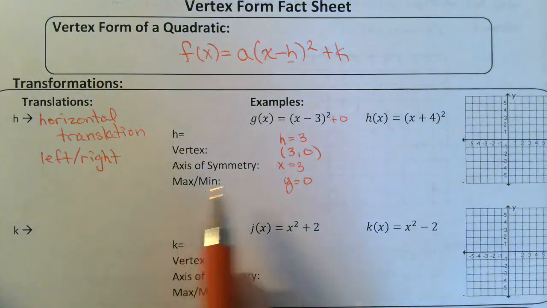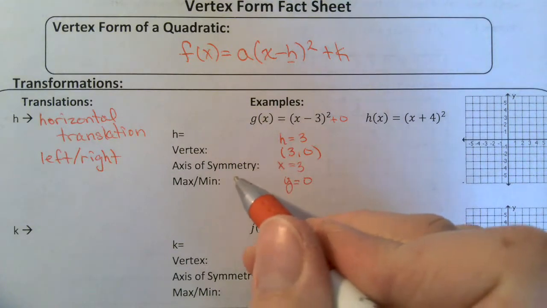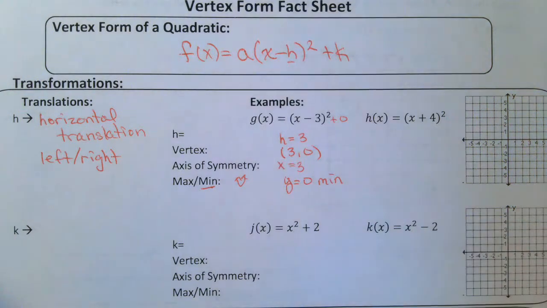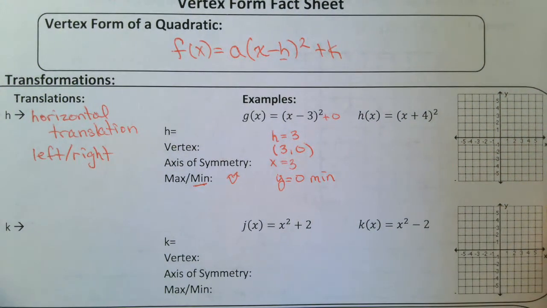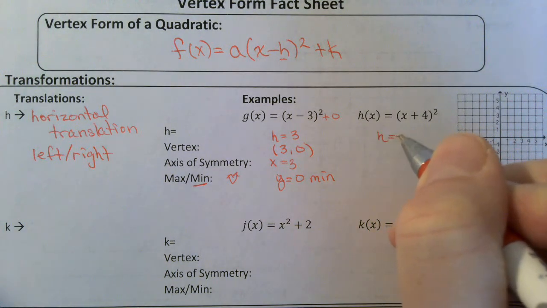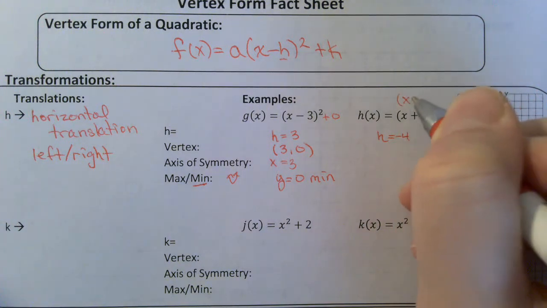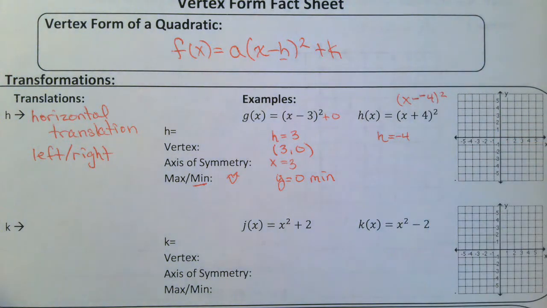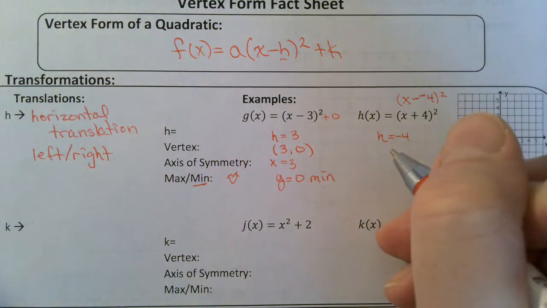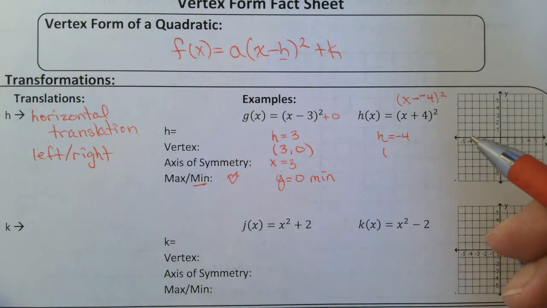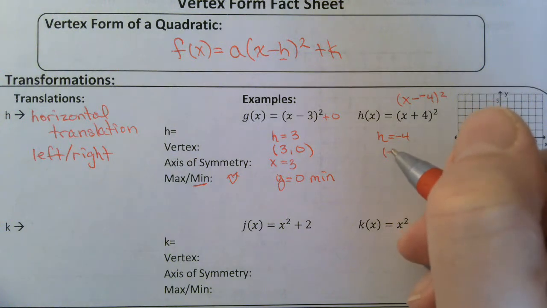Now, is it a max or min? Well, my graph opens upward, so it would be a minimum at y equals 0. So in vertex form, I have all this information without doing any algebra. Now, if you look at the next one, the h here is negative 4, because this is x minus a negative 4 squared. Minus that negative gives me a plus 4. So my vertex, if I shift it to the left 4, my vertex now has moved to negative 4.